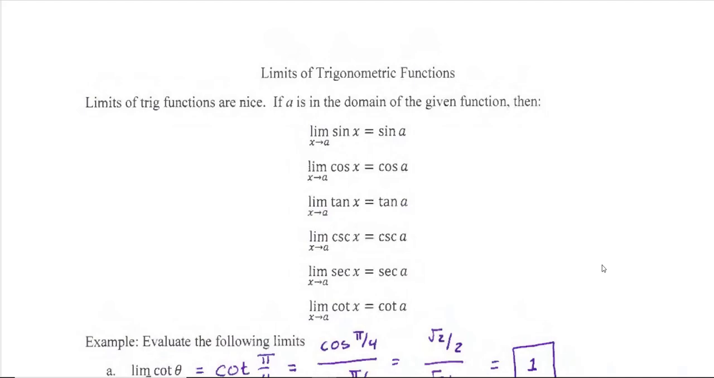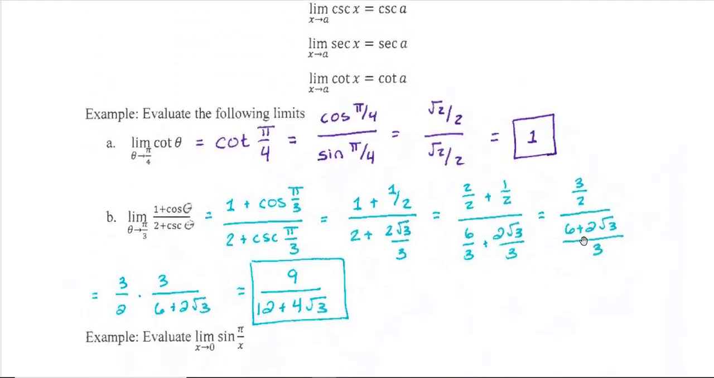Today we're going to talk about limits of trigonometric functions. Limits of trig functions are nice because if a is in the domain of the trig function, then you can use direct substitution to solve it. For example, the limit as x approaches a of the sine of x would just be the sine of a. So let's look at a couple examples.